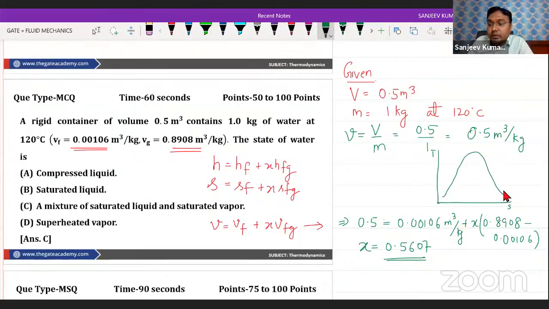This is the vapor dome, right? And this is the constant pressure line drawn in the vapor dome. So this is your critical point, and these are dryness fraction lines, correct? So 0.5 means the line is here. X equal to 1 here, and X equal to 0 here on this line, correct? So 0.5 means it is inside the vapor dome. So the state of water is a mixture of saturated liquid and saturated vapor, right? Understood? Any doubt here? You can ask me, Sridhar. Very good. Thank you for giving the correct answer. The value of X is 0.56. Okay. Let's go to the next question.